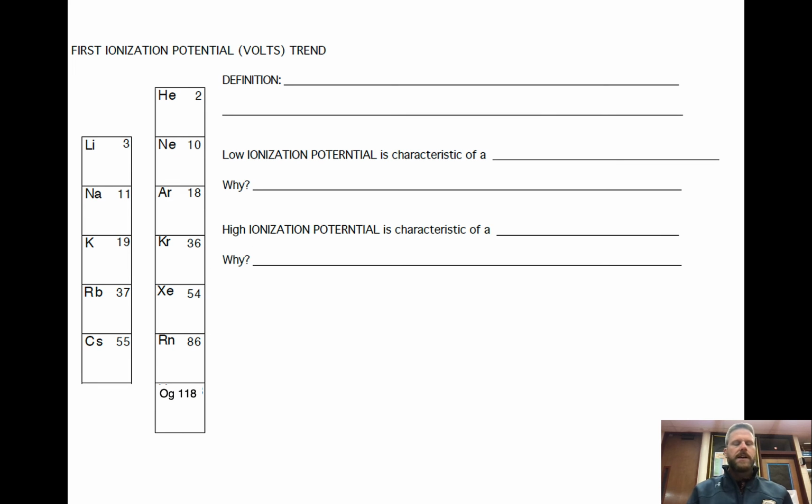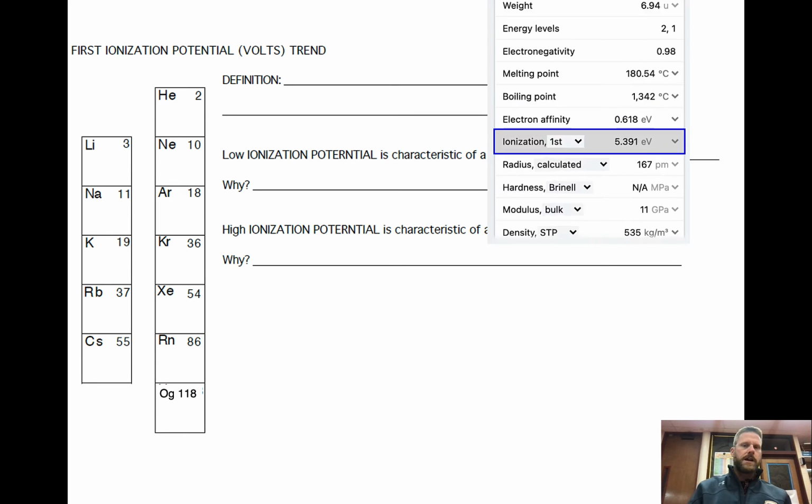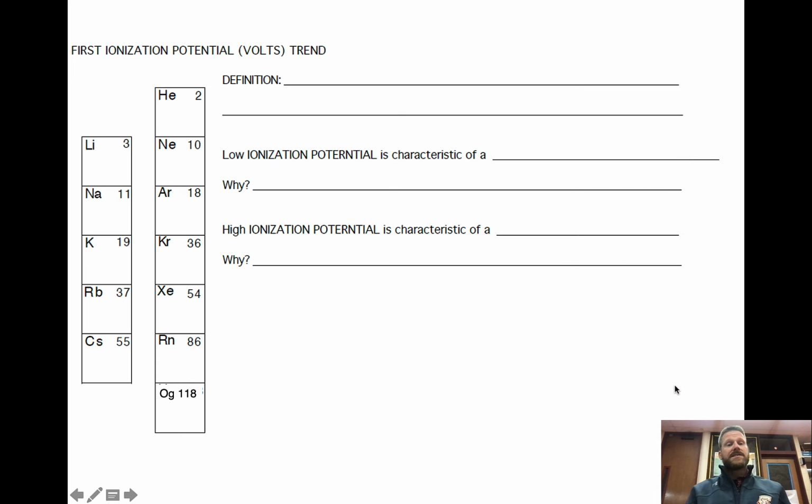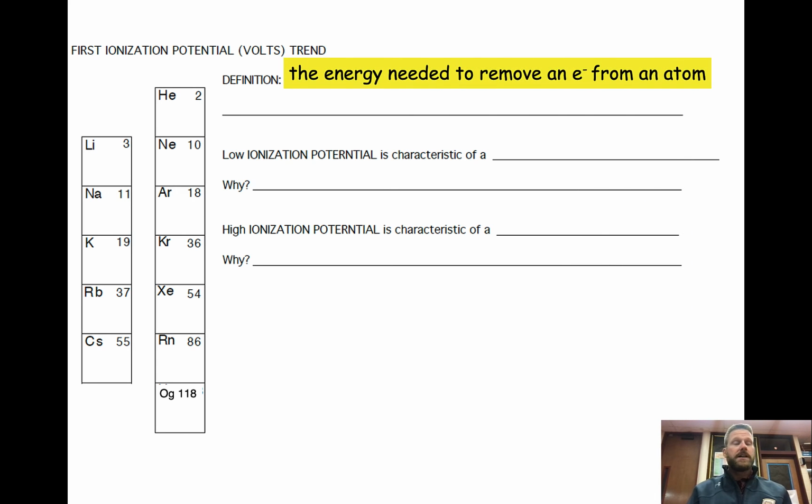Ionization energy is also a periodic trend that can be found using ptable.com. All you would have to do is look up the property of first ionization energy, measured in electron volts. Ionization energy is exactly what it sounds like. It's the energy needed to create an ion, to remove an electron from an atom.